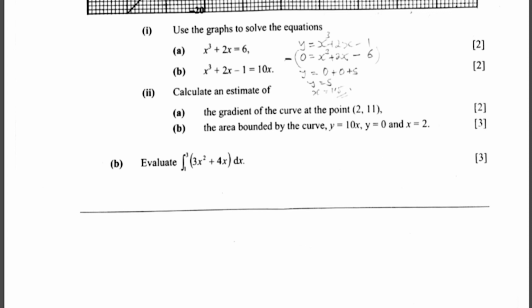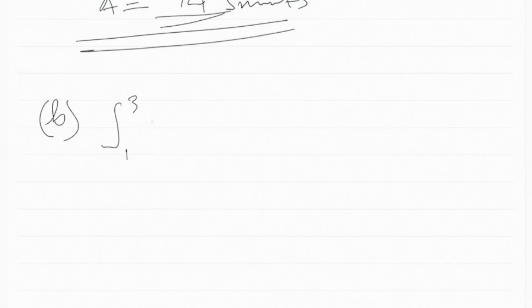Evaluate the integral of 3x squared plus 4x dx, with the limits moving from 1 to 3. Earlier on in the first episode, I alluded to the fact that when you are differentiating, the power loses 1.